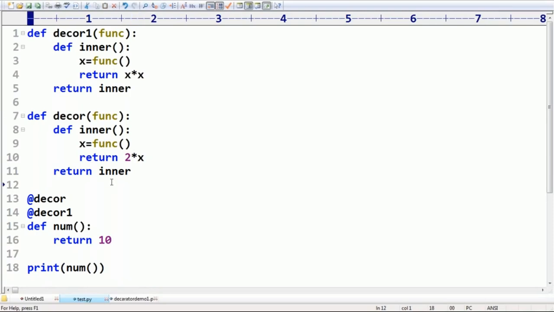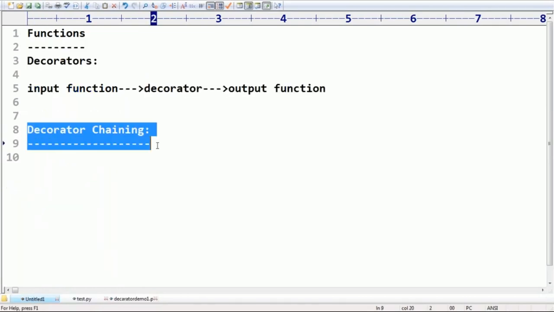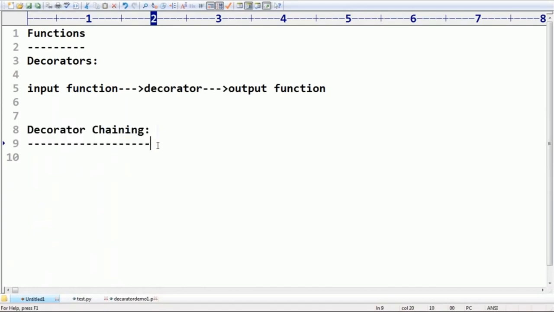But as of now, from this example, what you should be aware of is only one point. For the same function, are multiple decorators going to work or not? Yes, multiple decorators are going to work. Such a concept is nothing but decorator chaining. Remember that, sir. This is what you should be aware of very clearly.